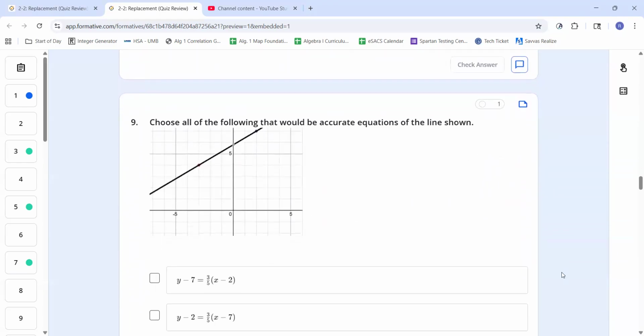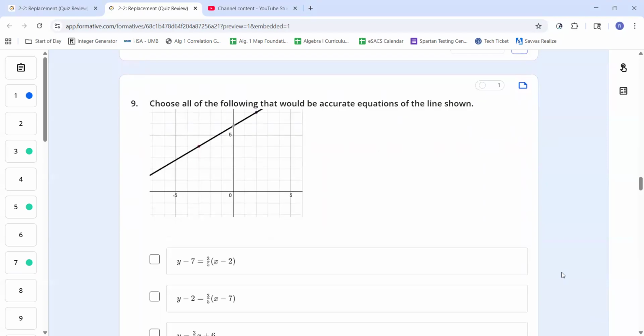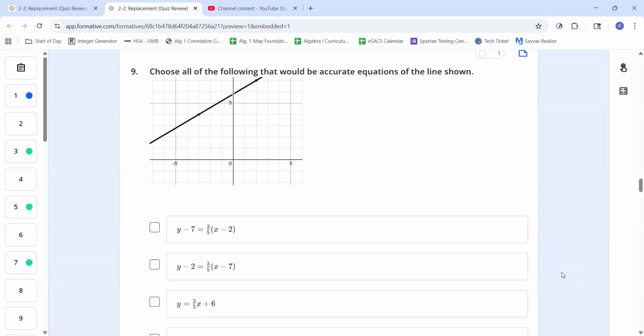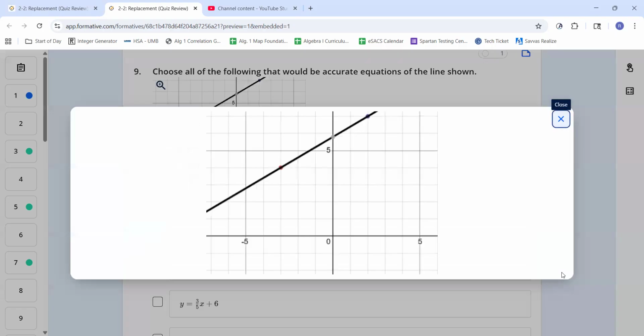And number 9. These are starting to get a little harder here. Choose all the following that would be accurate equations of the line shown. So the y-intercept, if you notice, is not a good number. Do you see that? It's not crossing right at 6. It's close to 6, but it's not right at 6. Make that mental note there.